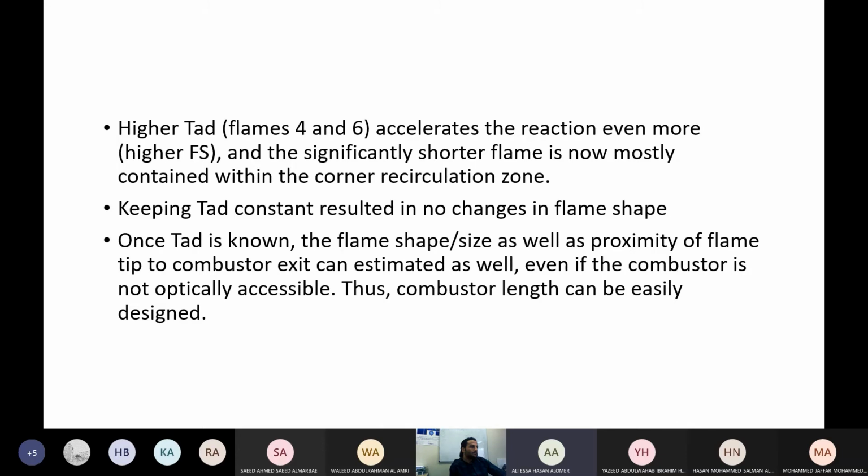We can see that keeping the adiabatic flame temperature constant resulted in no change in the flame shape. Thus, if we know the flame shape, we can easily design the combustor for the flame combustion. So for the tip of the combustor, since we already know the length of the flame and its size.